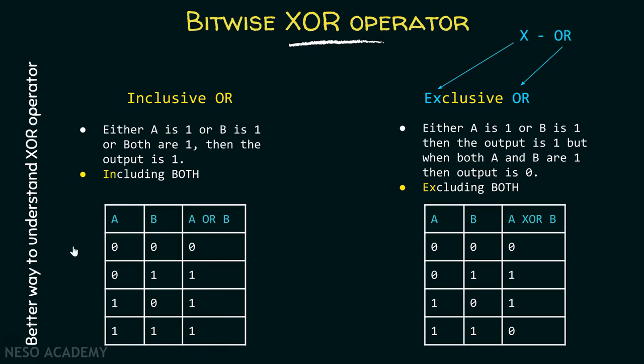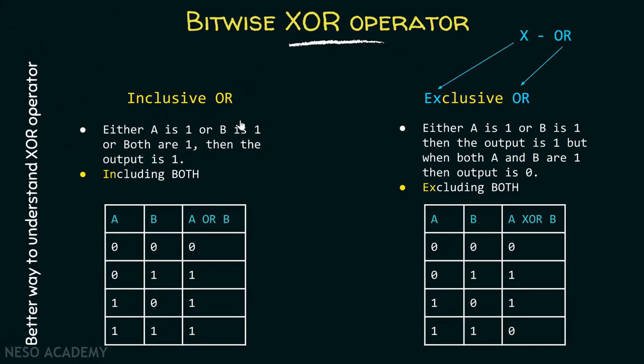Doesn't this truth table look like the truth table for the OR operator? That is what we need to know. The OR operator and the inclusive OR operator are one and the same thing. Inclusive OR is the second name of the OR operator.